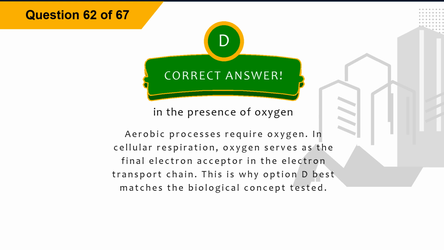Explanation. Aerobic processes require oxygen. In cellular respiration, oxygen serves as the final electron acceptor in the electron transport chain. This is why option D best matches the biological concept tested.